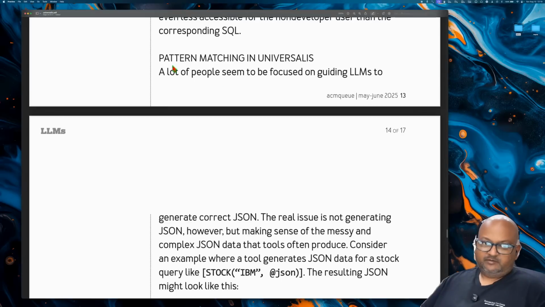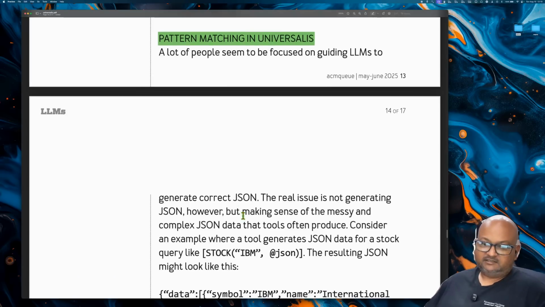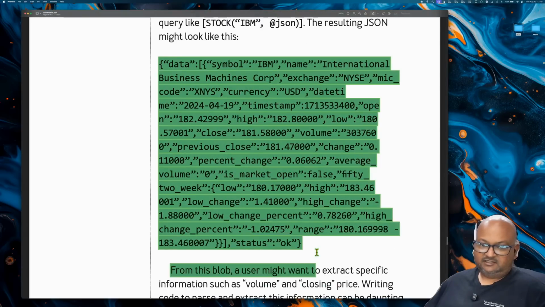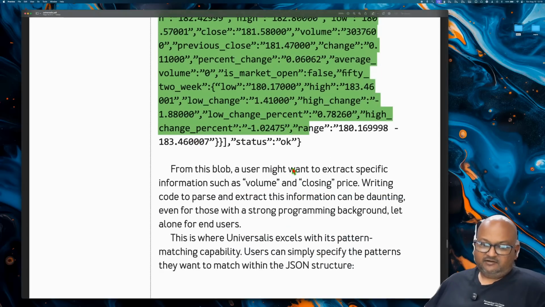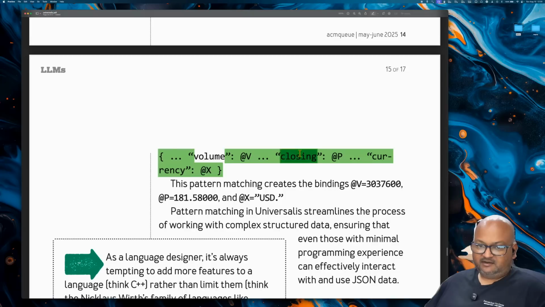One very useful primitive is pattern matching, especially when you're dealing with a lot of structured data like in JSON. This is straight out of languages like Haskell and OCaml, where you can do pattern matching on deep nested data structures like trees. But for example, if you have a big JSON structure like this, and you're only interested in a couple of fields out of that, Universalis supports this kind of syntax to just pick out the fields you care about and bind them to these variables.